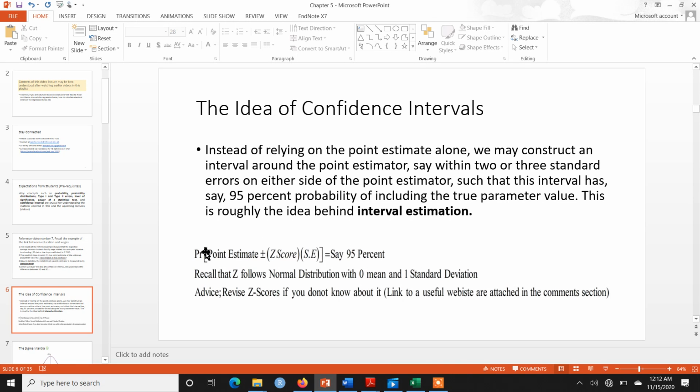You can see that this statement has a probability and a range, and the probability is 0.95. To calculate it, we will need the standard error and the z-score. So what is the z-score?